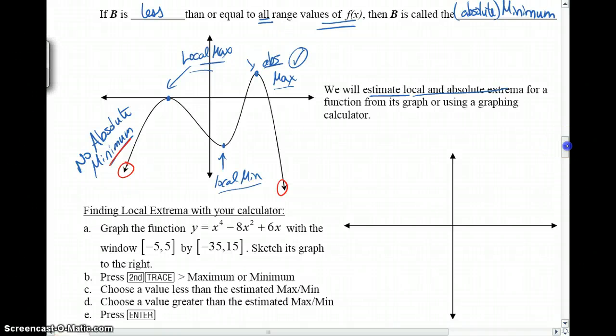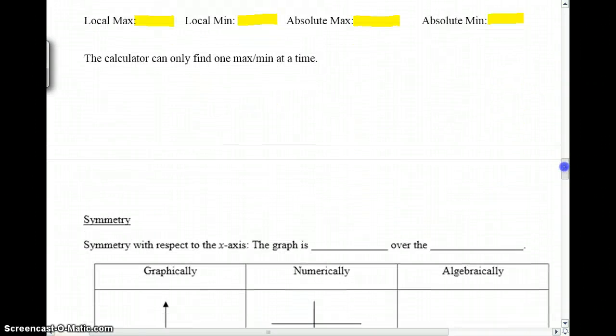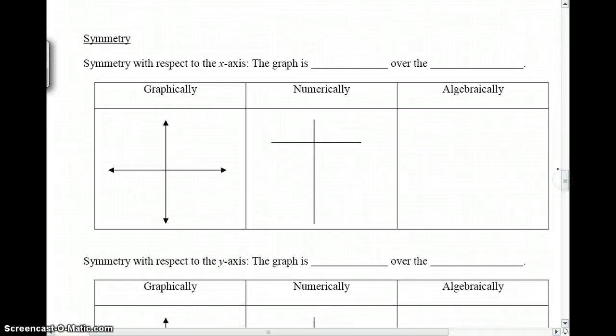There's a little bit of information here on the side about finding local extrema on your calculator. What I'd like to do is to have you go through that, follow these directions, find the local max, the local min, the absolute max, absolute min, if they exist, and we'll go over them in class, next class. Alright, so the next thing that we're going to talk about is symmetry.